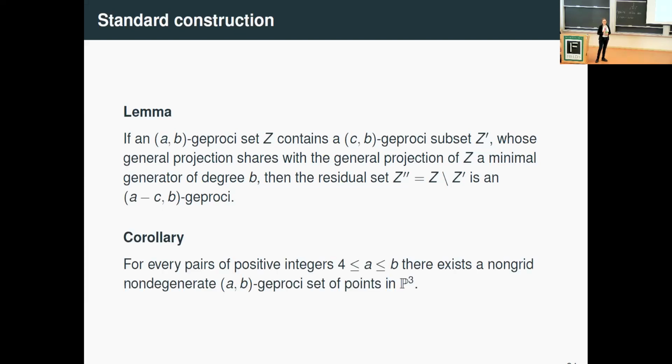So as a corollary, we get that for every pair of positive integers, when A is at least 4 and B is at least A, there exists a non-grid and non-degenerate A times B Geproci set of points in P3.